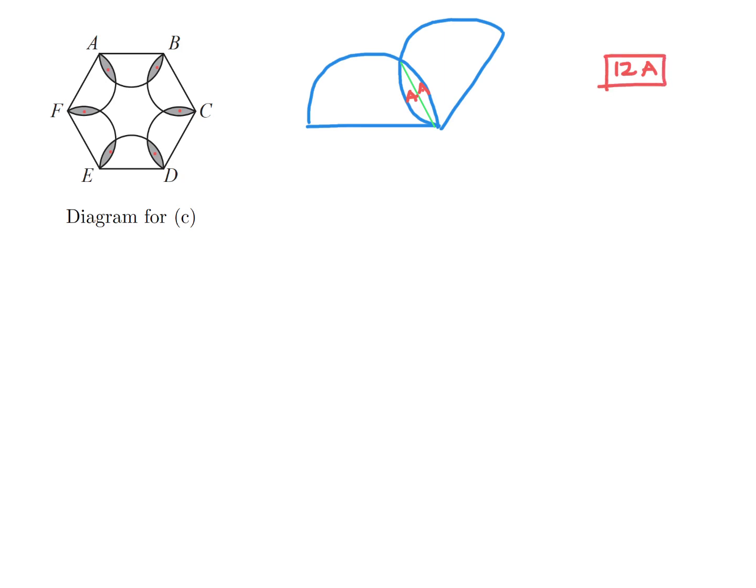Now, I just have to figure out A. So how am I going to figure out A? What I'll do is, in this semicircle, I'll draw the center, and I'll draw a line from the center to the edge right there. And that will create a shape, and that will help me figure out A. So A basically would be the sector minus the triangle.